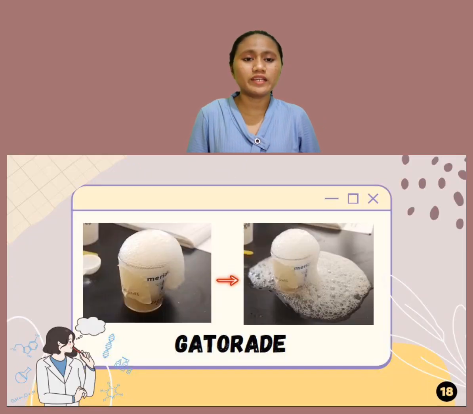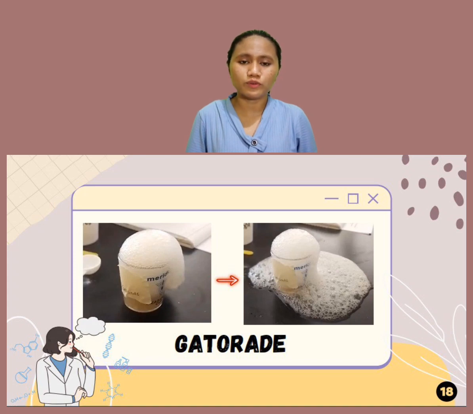Lastly, for the Gatorade, it quickly reacted after putting 1 teaspoon of baking soda. More bubbles are produced here that results in a thick foam. Since the glasses are too small, the bubbles overflow, and after 33.67 seconds, the reaction stops.